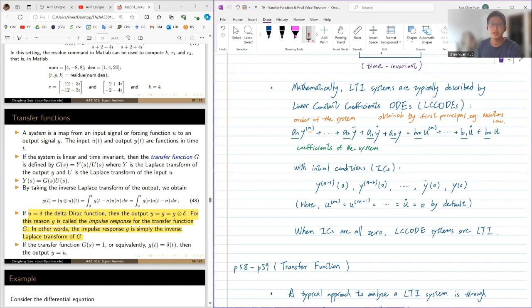As you can see, there are no nonlinear terms in the equation, and the coefficient of each term is constant, which is why this type of ODEs is called linear constant coefficient ODEs. In addition, when all initial conditions are zero, the systems described by LCC ODEs are LTI systems.